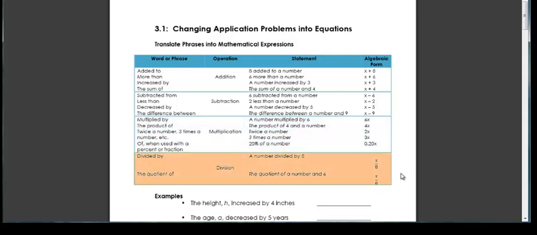And then the last section of our table is all about division. Those are going to be phrases like divided by or the quotient of. So a number divided by 8 would be x divided by 8. Or the quotient of a number and 6 will be x divided by 6. So hopefully this table will really help you zone in on the important words inside your word problems so that you can do these a little bit easier.